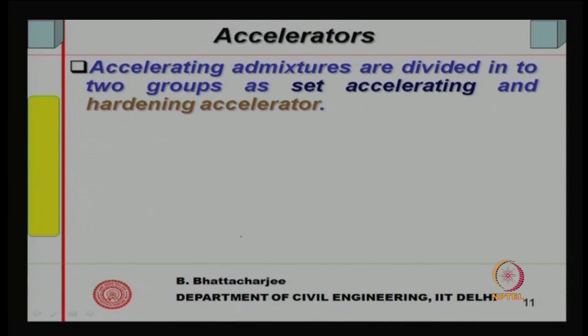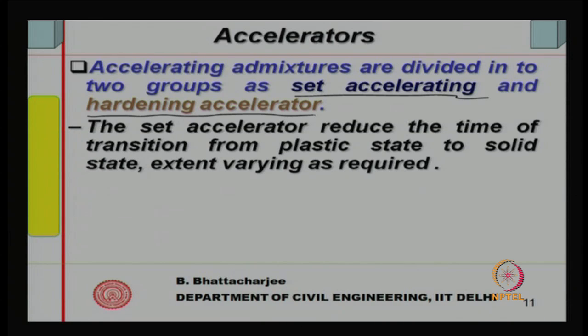Well, that was one class, and similar to this is the accelerator, which is another class of admixtures. Accelerating admixtures are divided into two groups: set accelerating and hardening accelerator. Set accelerating means it will shorten the setting time. Hardening accelerator will mean that it will increase the early strength gain. The set accelerator reduces the time of transition from plastic to solid state, and the extent would be as required. How much you want, that would be as you want.